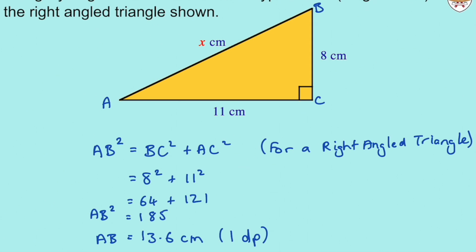Now to find the length of AB, we just square root both sides. So if we do the square root of AB squared, we get AB, and the square root of 185 gives us 13.6 centimetres to one decimal place.